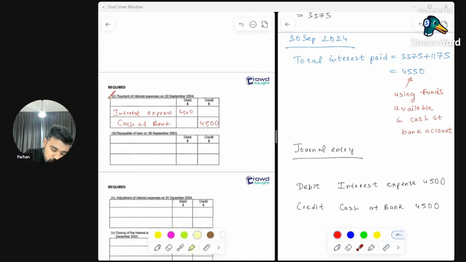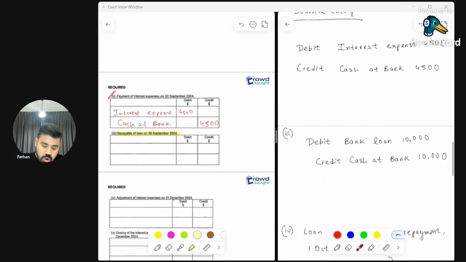Now we will look into the repayment of loan at 30 September 2024. All right, this is pretty straightforward. We know at 30 September 2024, we are paying off $10,000, which was basically $90,000 divided by 9 years, okay? So when we pay the loan, what's happening? How do we journalize it? Bank loan in itself is a non-current liability, okay? When you are paying a portion of this loan, your non-current liabilities are going down.